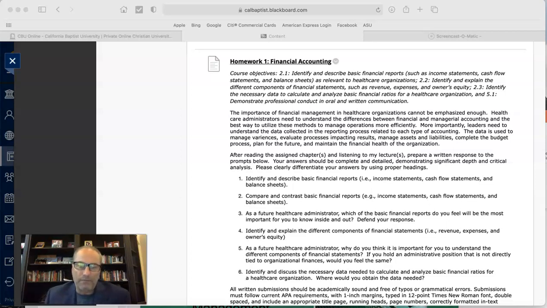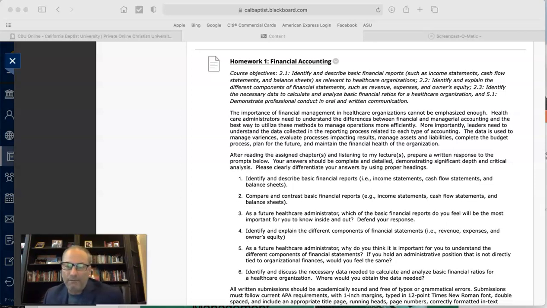Number 4 is going to be identify and explain the different components of financial statements, what I talked about in the beginning: revenue, expenses, and owner's equity. Not only identify them, not only define them, but explain them and their importance.